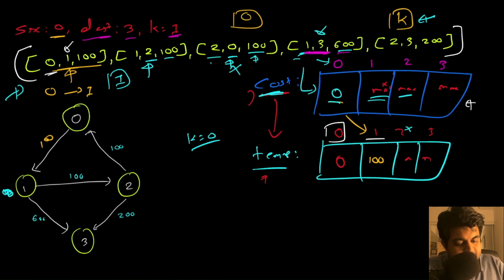But the thing is, we cannot reach 1, so we cannot reach 3. Once again, next iteration, we cannot reach any other city because 2 to 3 is 200, but we cannot reach 2, so we cannot reach 3. So these are also going to be blank.